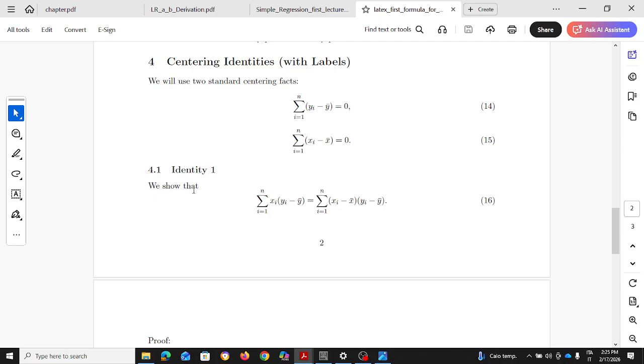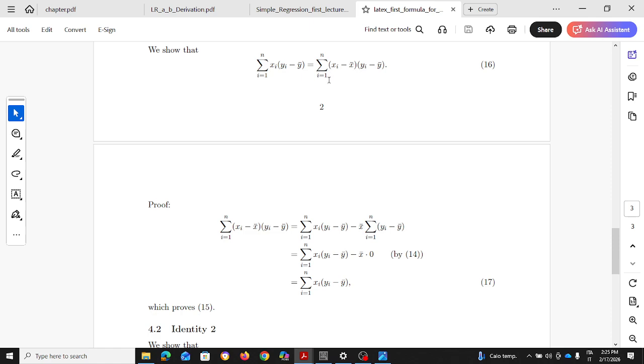Now we take an identity, and this identity is equal to xi yi minus y bar equal to this term. How is it? Let's prove it. So we say this term is equal to this. Let's take the right hand side, and we do the simple multiplication inside the summation and split the summation. So x bar multiplied with this term, minus xi multiplied with this term, minus x bar multiplied again with this term, and we apply summation to both terms.